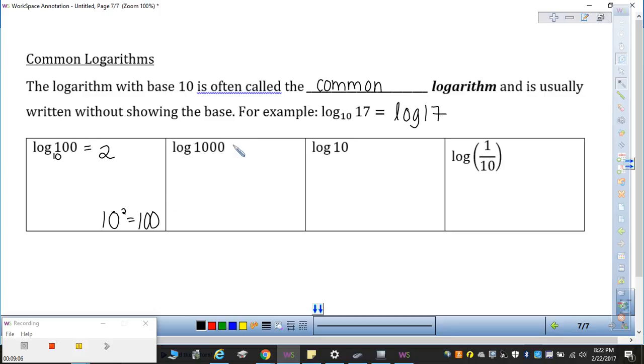The next one, log of 1,000, which is really log base 10 of 1,000, would be 3, because 10 to the third power is 1,000. Log of 10 is 1, because 10 to the first power is 10.